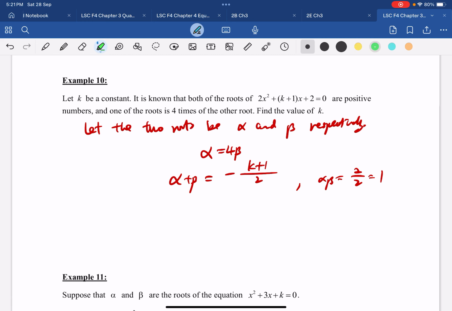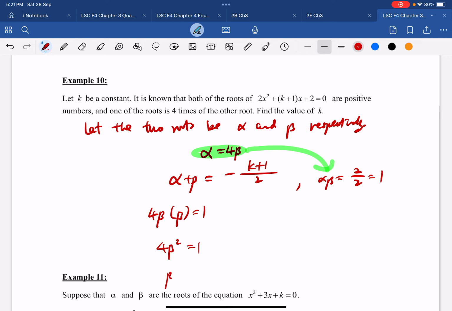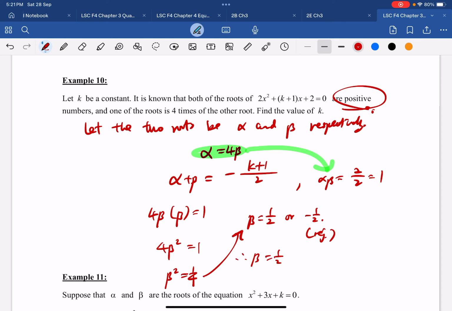You know that alpha is 4 beta, so you substitute back, which means 4 beta times beta is 1. So 4 beta squared is 1. Beta squared is 1 over 4. So beta is 1 over 2 or negative 1 over 2. But you know the root is a positive number, so you need to reject negative 1 over 2, which means beta is actually 1 over 2. And alpha is 4 beta, so 4 times 1 over 2 is 2.